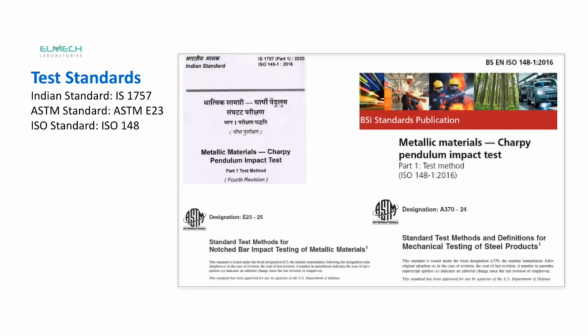Today, I want to talk about the critical standards that guide our testing processes. First, we have the Indian standard, IS 1757, which sets the specific requirements and procedures relevant to our local testing practices. Then, there's the ASTM standard, ASTM E23, a widely recognized benchmark used internationally, especially in the United States, for its rigorous testing methods. Lastly, we have the ISO standard, ISO 148, which provides a global framework for testing that ensures consistency and comparability across different regions.